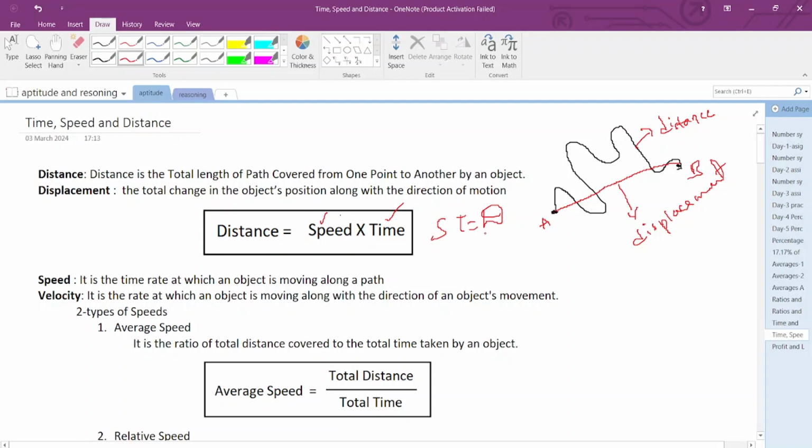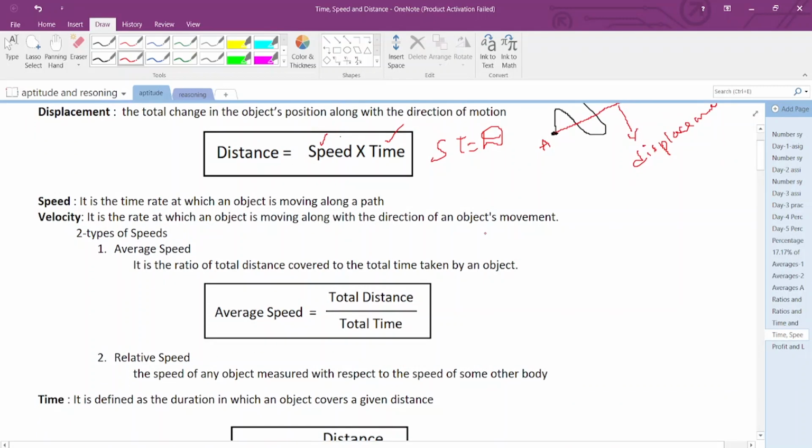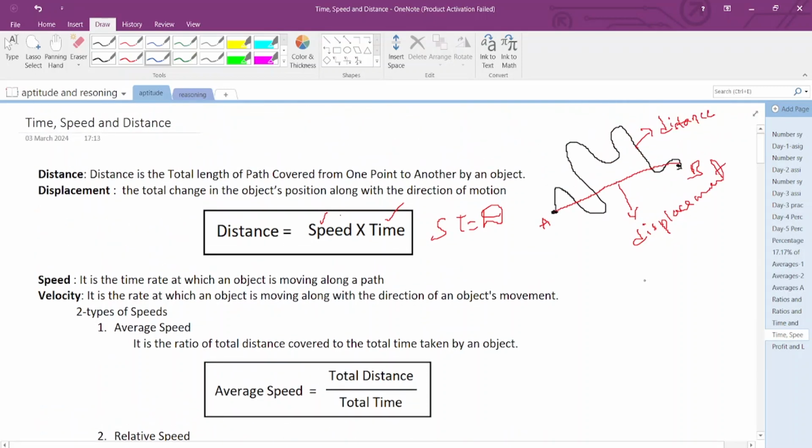So we learned about distance and displacement. Now we'll move to speed. What is speed actually? Speed is nothing but how fast an object is moving from A to B with respect to time, so that's why I mentioned the rate of time. If there is a movement, then there is some kind of speed. That we call speed.